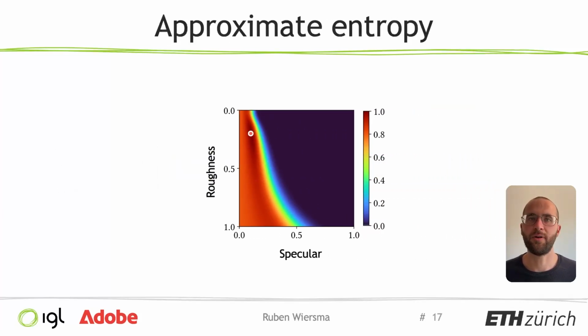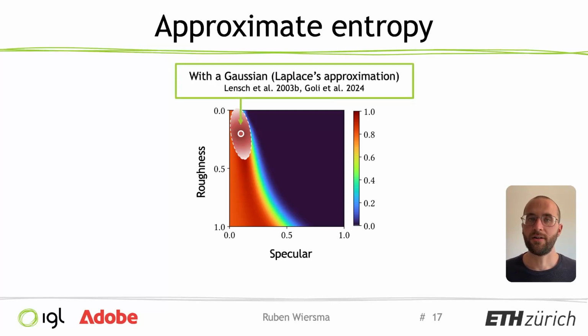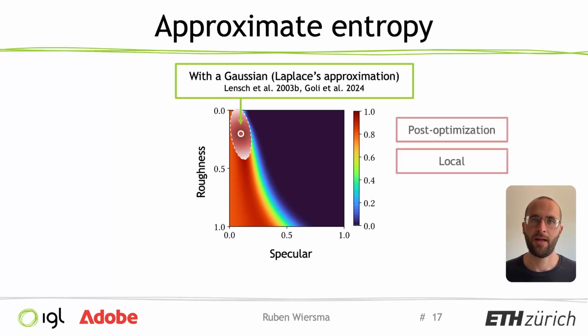That's what other people already do. They approximate entropy, for example, by saying the probability distribution resembles a Gaussian centered around the optimum with the covariance matrix equal to the inverse of the Hessian of the reconstruction loss. This is called Laplace's approximation and was already used by Lench and colleagues in 2003 and, in the context of NeRF, by Goli and colleagues in 2024. The downside is that it's after optimization and only a local approximation, which doesn't always fit the real probability distribution.